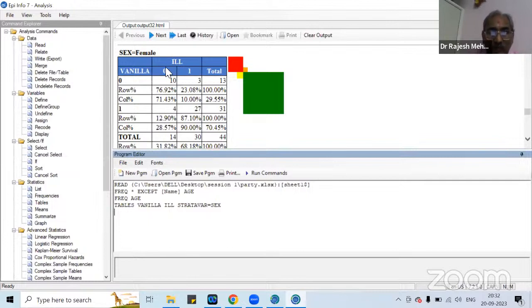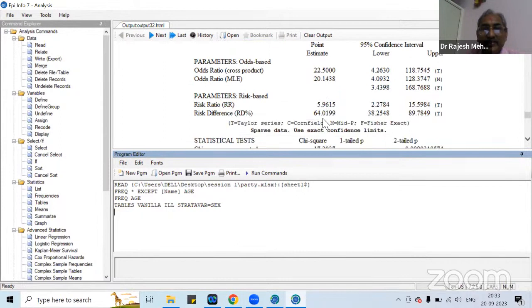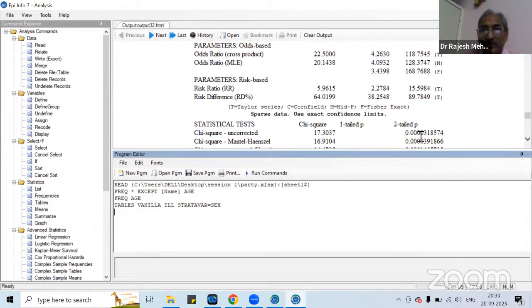Now, before that, if you look at this vertical data, how many were ill? That means 30 females were ill and 14 were not ill. Of the 30 who were ill, how many percent took vanilla? 90%. And of the 14 who were not sick, 71% didn't take vanilla. So this is a vertical reading and a horizontal reading. Row percentage, column percentage. You can use whichever way you want. Now here, if you look at the p-value, it is 0.0003.